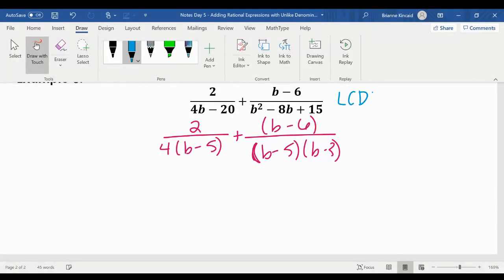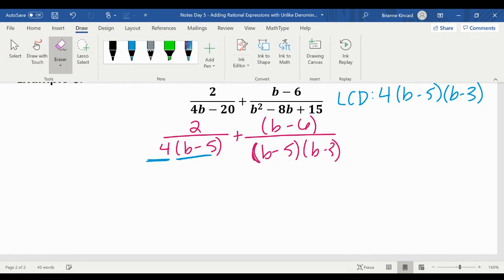So for my LCD, the fraction on the left has a 4 out in front. This fraction has no number out in front, so I have to have a 4. I also have a b minus 5, so I need that, which is also in the second fraction. So now I move to the second denominator. It also has a b minus 3, which means my LCD better include a b minus 3.